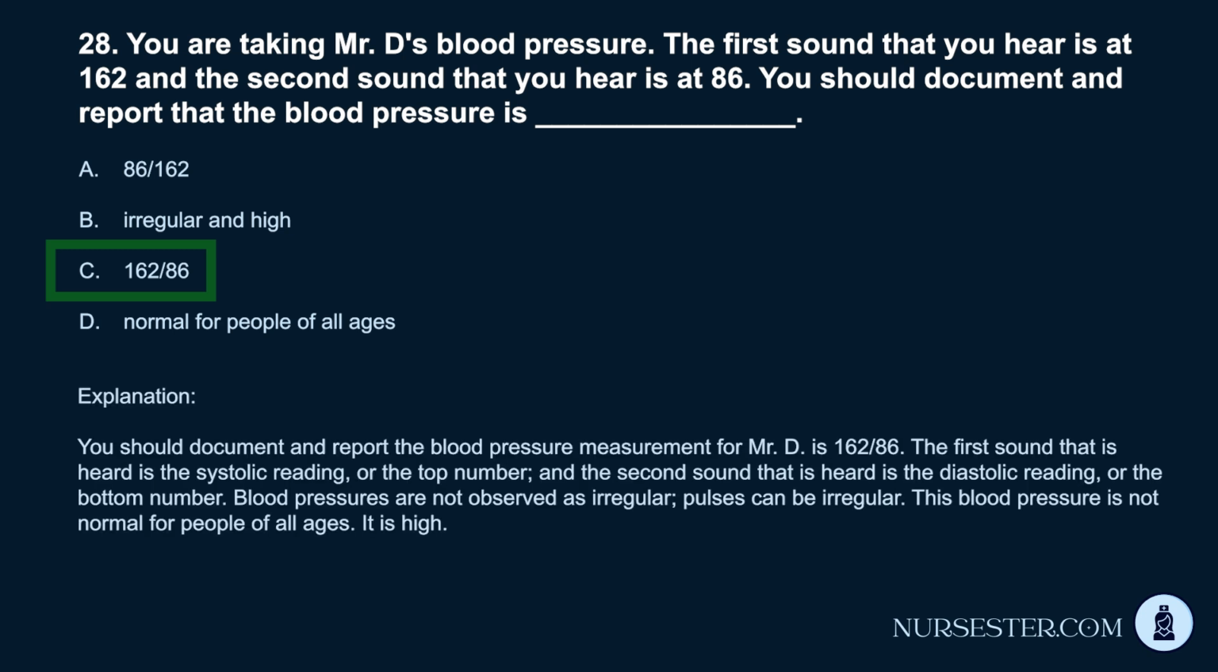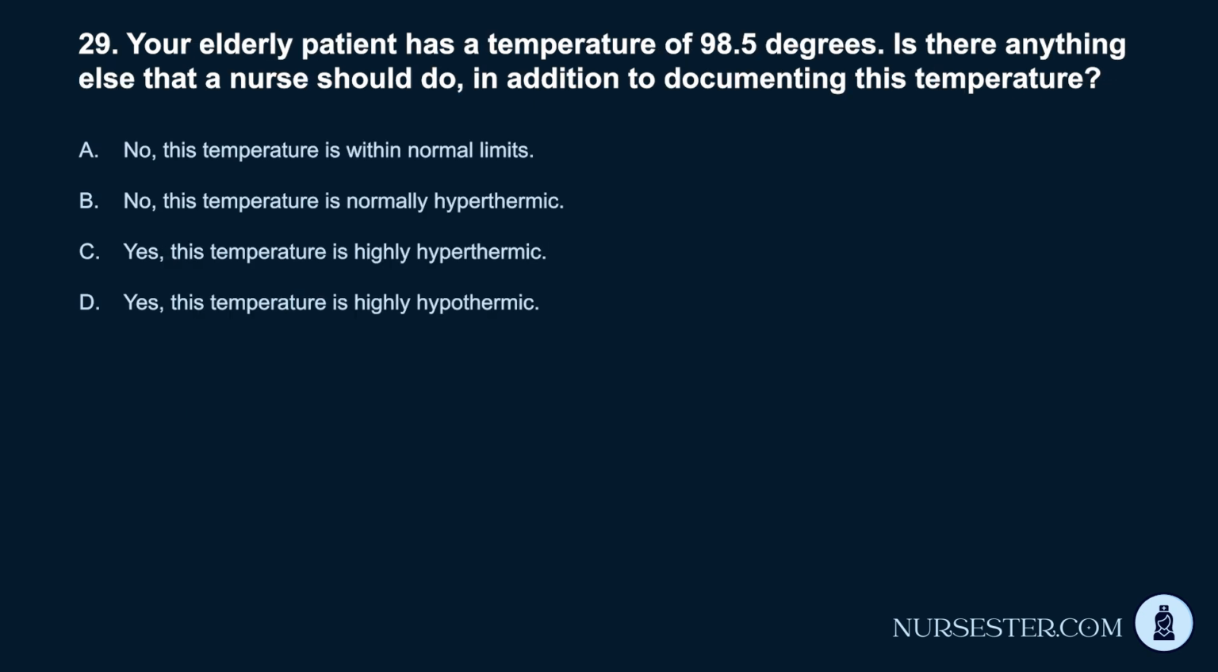162/86. You should document and report the blood pressure measurement for Mr. D is 162/86. The first sound that is heard is the systolic reading, or the top number, and the second sound that is heard is the diastolic reading, or the bottom number. Blood pressures are not observed as irregular, pulses can be irregular. This blood pressure is not normal for people of all ages. It is high.